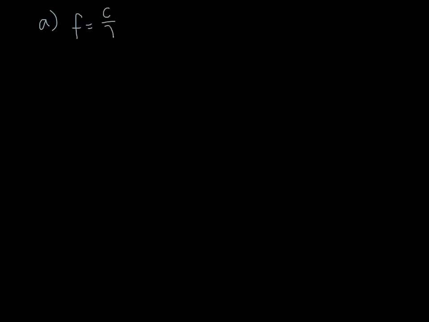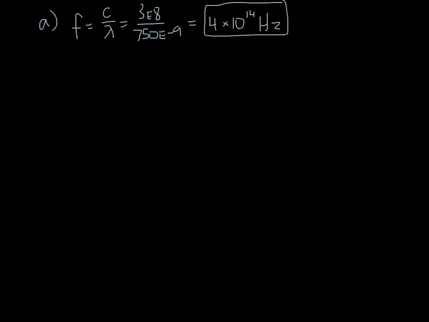f equals c over lambda. c is 3 times 10 to the 8th. The lambda is 750 nano, which is 10 to the minus 9th meters, and that's equal to a frequency of 4 times 10 to the 14 hertz.